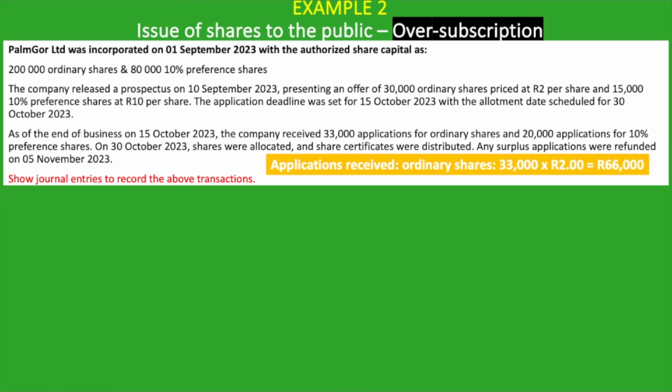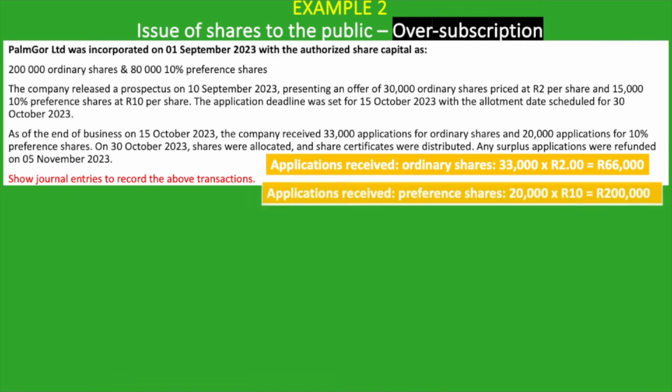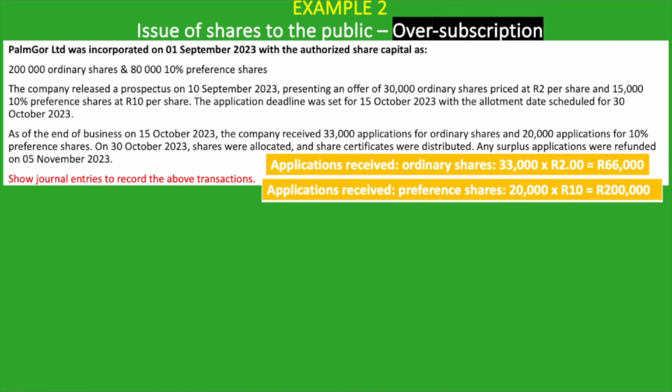What about preference shares? How much money did we receive? Well, it's easy. We received applications for 20,000 preference shares, and how much is each preference share worth? Well, we are selling each share at 10 rand per share. So it's 20,000 shares times 10 rand, that gives us 200,000 rand. All right, so that's the first thing we do. We note down how much we actually received from the applications.